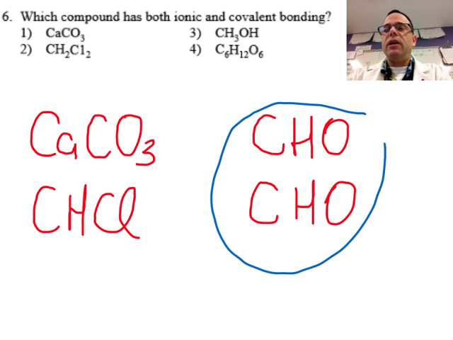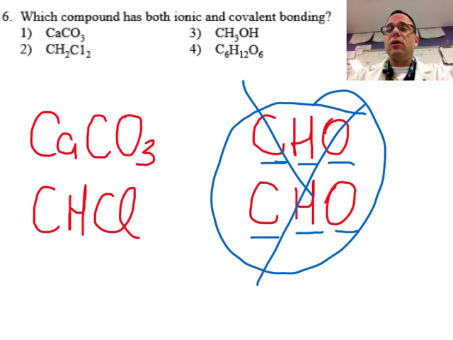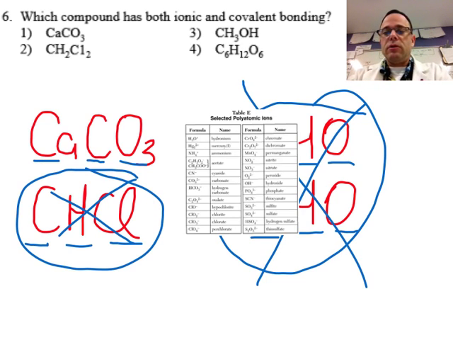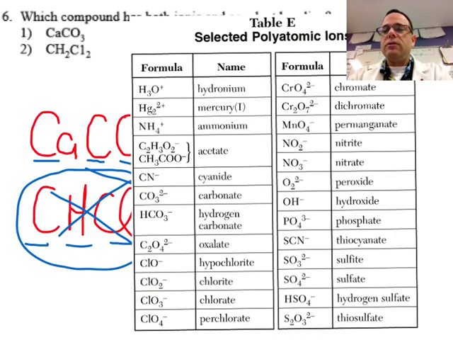Now I'm going to focus on the quality of these different elements. On these right here, I see carbon, hydrogen, oxygen, carbon, hydrogen, oxygen, all nonmetals. Nonmetals will bond together covalently. I see no way, no how for them to bond ionically. So it is not that. Carbon, hydrogen, and chlorine, again, all nonmetals. It cannot be. So our choice is number 1. We have calcium, carbon, and oxygen. But let's confirm. Do we have a polyatomic ion? And yes, we do. CO3.